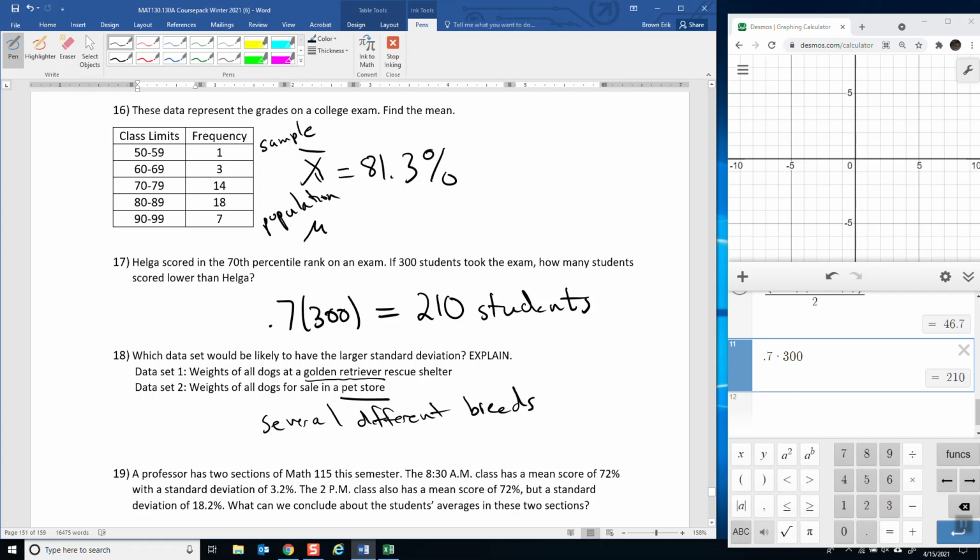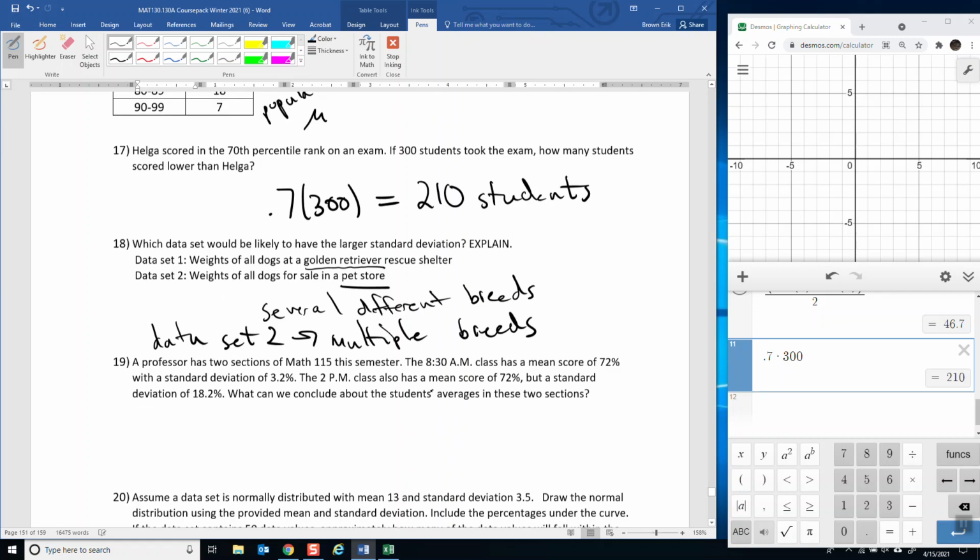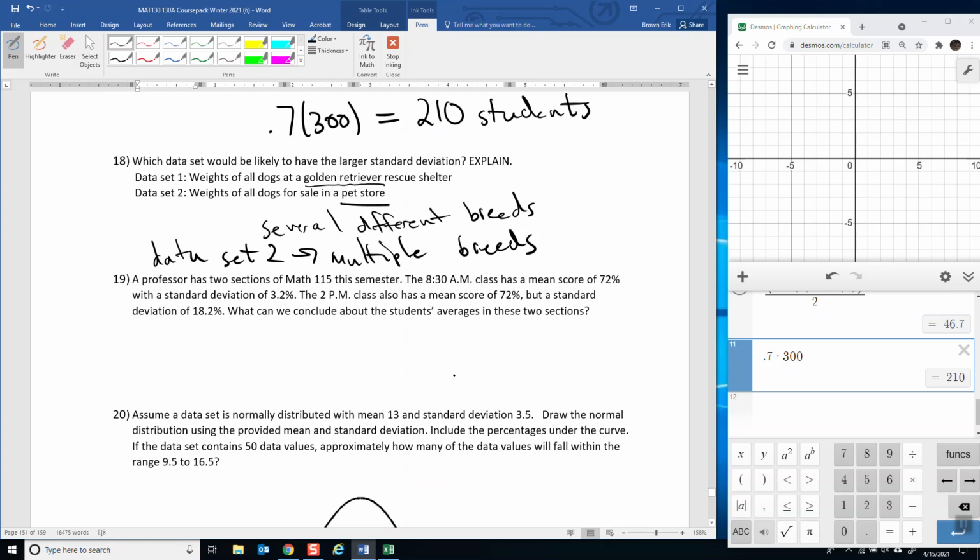There might be big dogs and small dogs. Although anytime I go to a pet store, it's been years since I have, there tends to be puppies in there. Like I don't know. I don't even know that this is done anymore, right? I don't know. So I think I'm going to say data set 2 because there could be multiple breeds, meaning there'd be a large spread in types of weights. Although, again, I think pet stores typically have puppies, so those all probably weigh about the same.